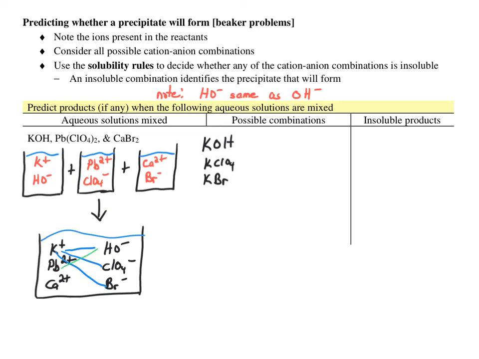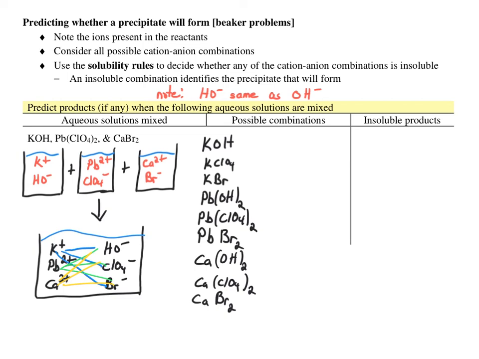Now lead with each of the anions. And note, we are careful to write the formulas of these ionic compounds correctly such that the positive charge equals the negative charge. Finally, calcium partnered with each of the anions. And here are all our possible cation to anion combinations. We determine the solubility of each. Our insoluble compounds indicate our precipitates.